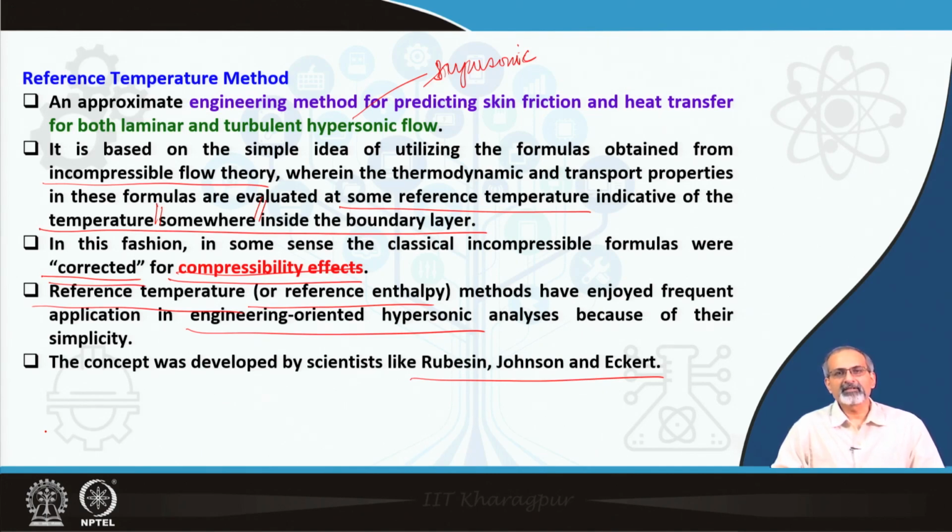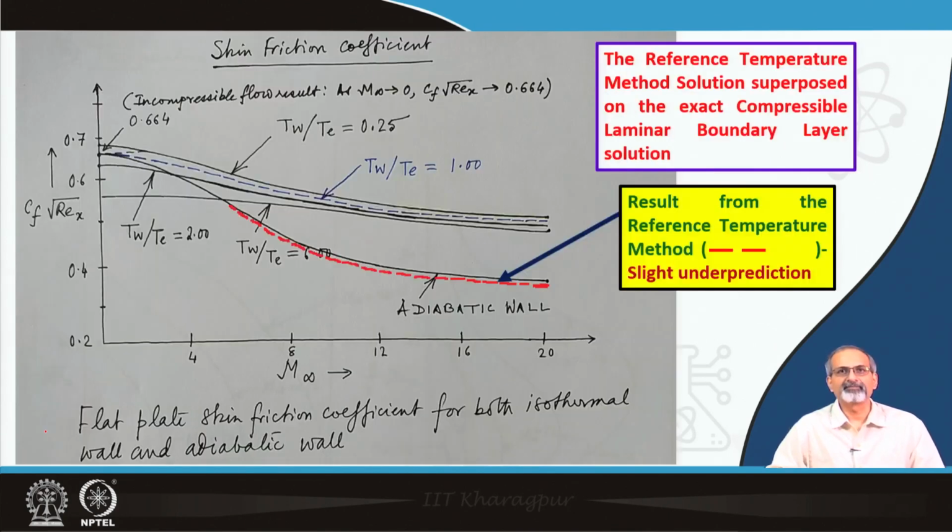This reference temperature or enthalpy is indicative of the temperature or enthalpy existing somewhere inside the boundary layer, which basically means that it is going to occupy a value intermediate between what you have in the free stream and what you have at the wall, and it gives surprisingly accurate results based on its ability to correct the compressibility effects.